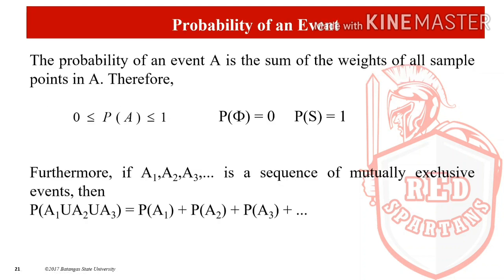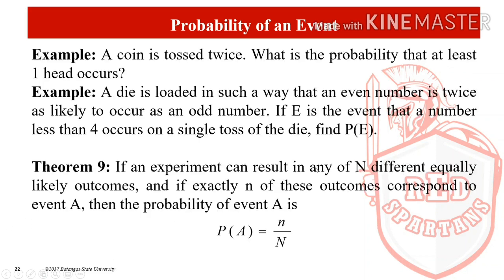The next is the probability of an event. So the probability of an event A is the sum of the weight of all sample points in A. Therefore, the probability of A is less than or equal to 1 but greater than or equal to 0. Ito yung sinasabi ko sa inyo na yung range lang ng probability natin ay from 0 to 1 or 0% to 100%. So yung probability ng null set natin is 0 and the probability ng sample space natin ay dapat equal sa 1. So ito naman is for mutually exclusive, pag-a-addin lang natin yung probability.